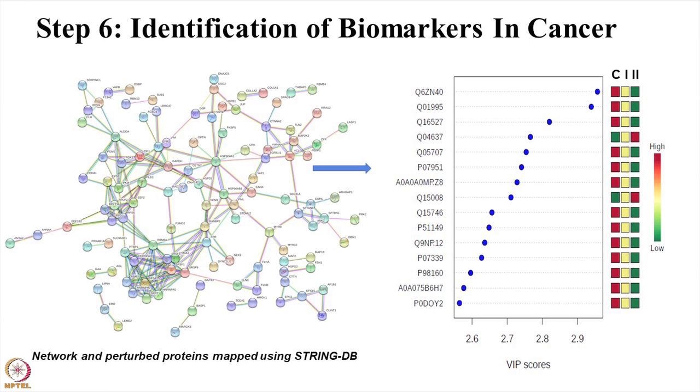Similarly, there is a reverse trend for this protein. You can see QO4637. This is again showing a sequential increase, that is, it is low in the control samples and going high as the tumor progresses. So using these kinds of tools, you can answer a lot of biological questions.